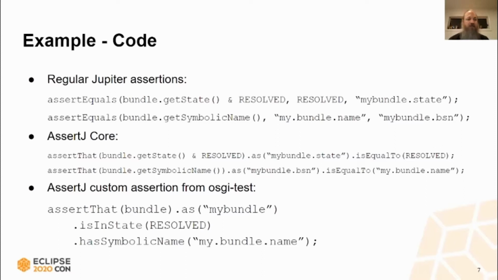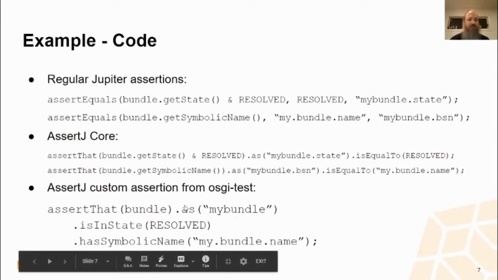The other advantage of the AssertJ syntax that we see in the second line there is that it's easy to remember which way around the actual and expected is. So over here on the right, isEqualTo resolved. We know that this is what we're expecting it to be equal to. So this is our expected value. This is our actual value that we're testing.